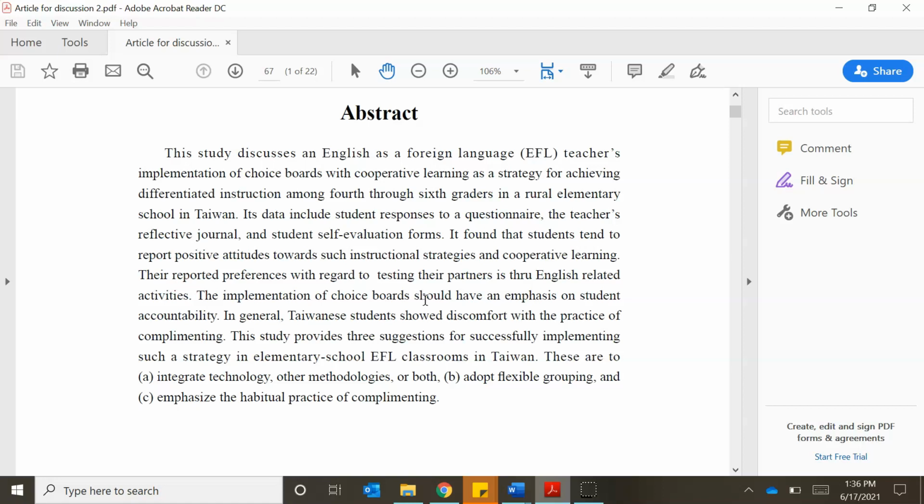Moving on from the abstract, you want to identify what the big question is. Typically, this is going to be included inside of your abstract, but maybe inside of your introduction as well, so you can always go look there for it. In the case of this article, their big question is whether or not the implementation of choice boards with cooperative learning is a good strategy for achieving differentiated instruction among 4th through 6th graders.